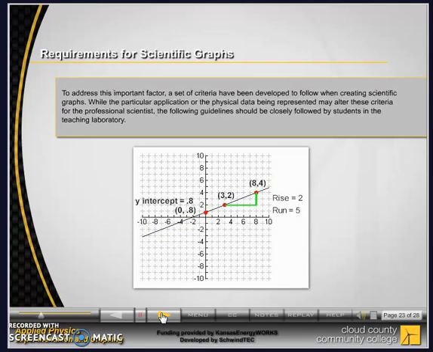To address this important factor, a set of criteria have been developed to follow when creating scientific graphs. While the particular application or the physical data being represented may alter these criteria for the professional scientist, the following guidelines should be closely followed by students in the teaching laboratory.